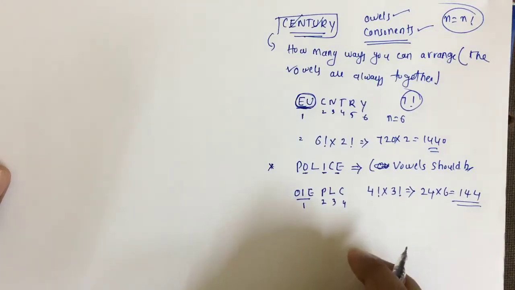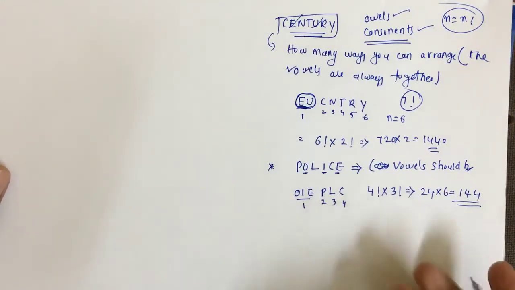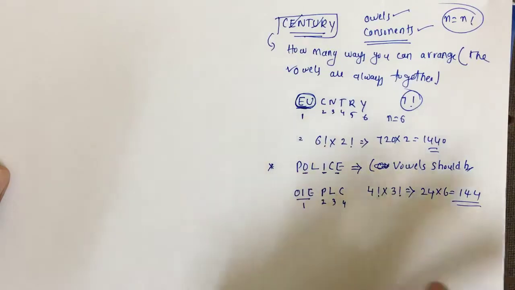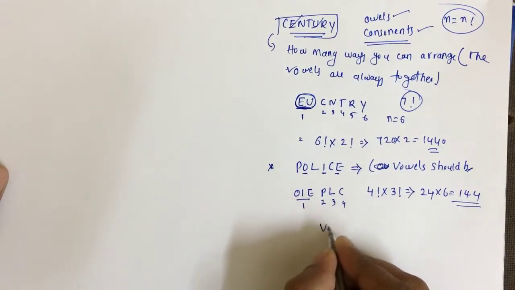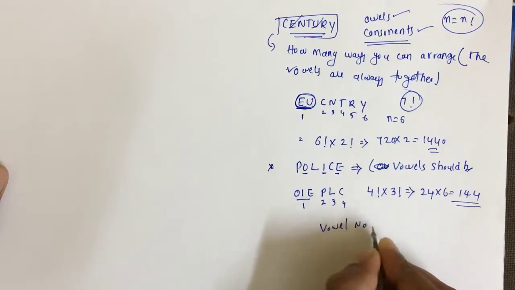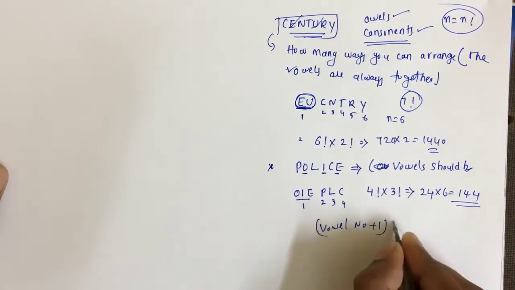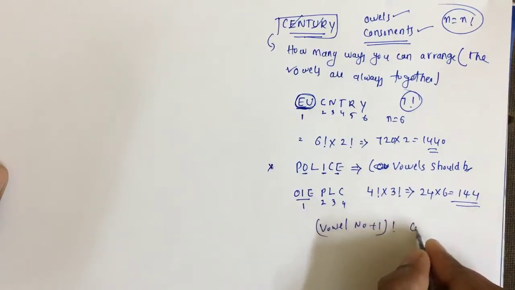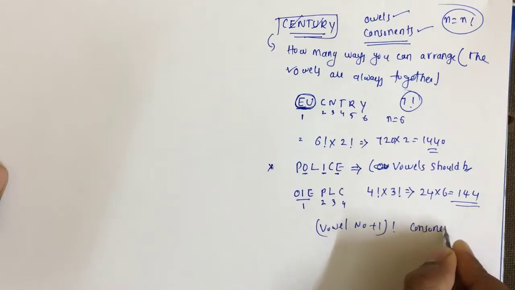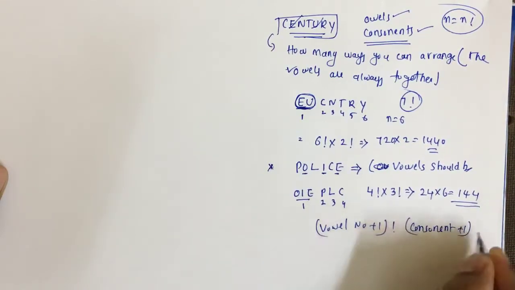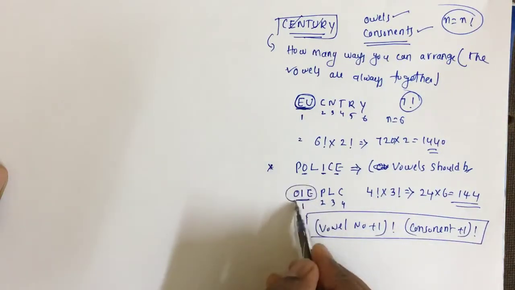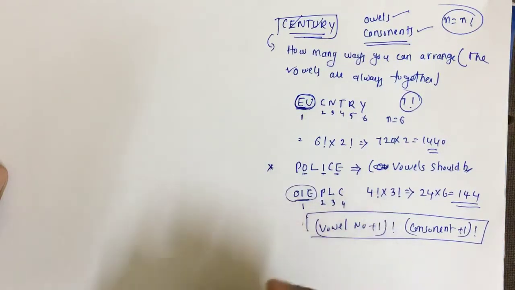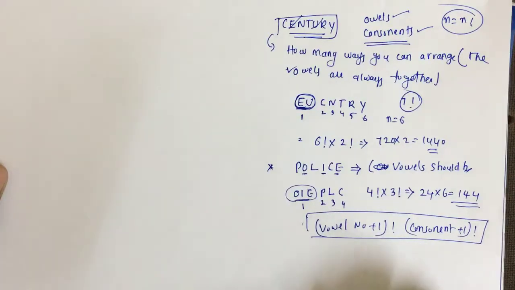Otherwise, you can simply do one thing. Okay, this is fine. One more way is there: vowels number plus 1 factorial into consonant number plus 1 factorial. So this is the principle. So here three vowel sounds are there, so 3 plus 1, 4. Okay, like that we have to do.